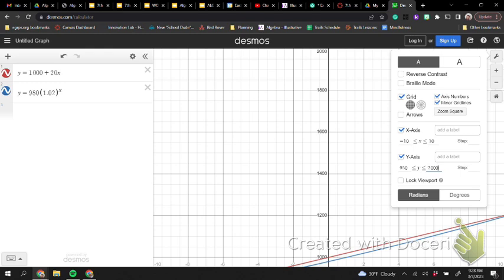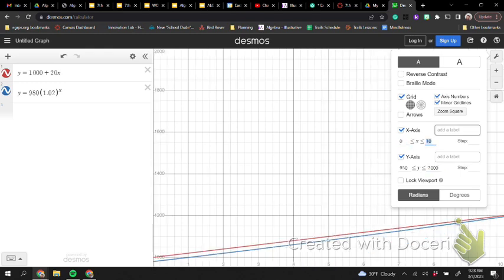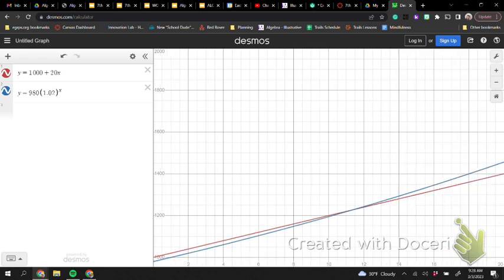All right. And my x, we don't need negative years. Let's go 0 to 20 years. Let's see what's up. Yeah, I like this view. Okay. So, where on this graph would I look to see whether they're the same? 11. Where they cross, right? It looks like 11.354 years they'll be the same.